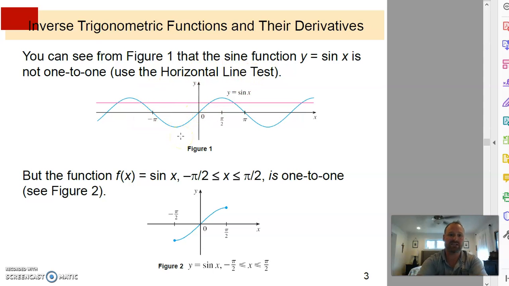You can see from figure 1 that the sine function y equals the sine of x is not one-to-one, and we can see that by using the horizontal line test. But we do know that the function is one-to-one along this interval right here, from negative pi over 2 to pi over 2. If we think about this with respect to a unit circle, that is essentially representing the first quadrant and the fourth quadrant on a unit circle.